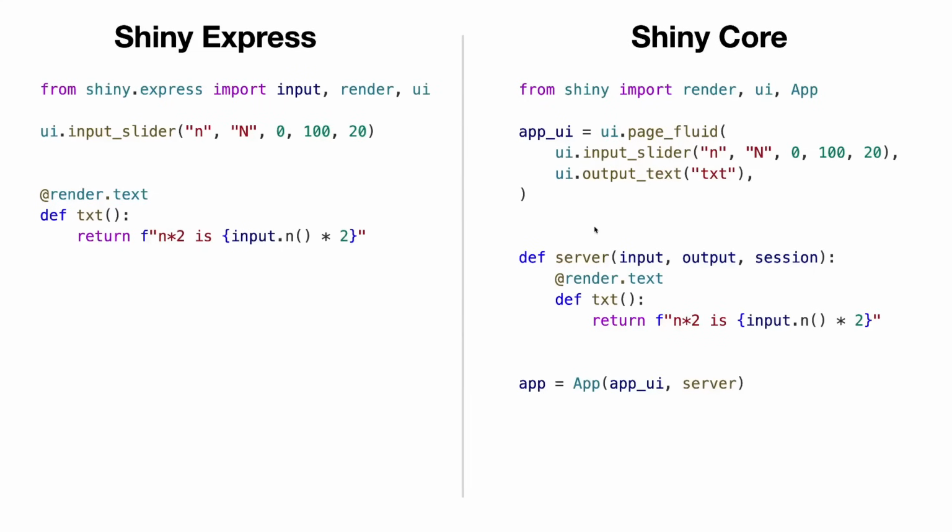Okay, so we've got our UI and the server components, and then we put them together and save it in a variable named app. All right, so this is how we do it here. We just pass it to this capital A App function. All right, so you can see there's more code involved for Shiny Core, but it's a bit more structured. And that can be useful in some cases, but if you want to be able to create an app quickly and with a minimum of fuss, then Shiny Express is going to be the way to go.